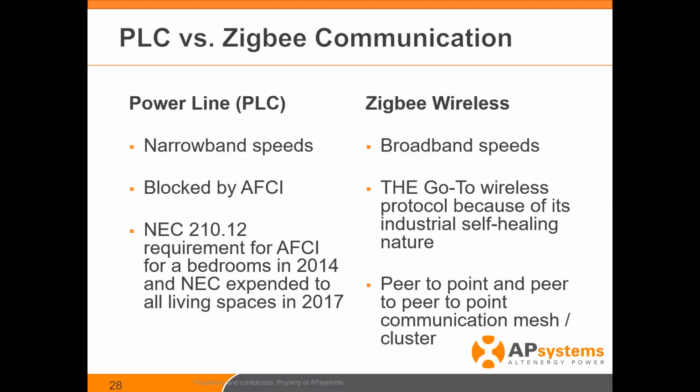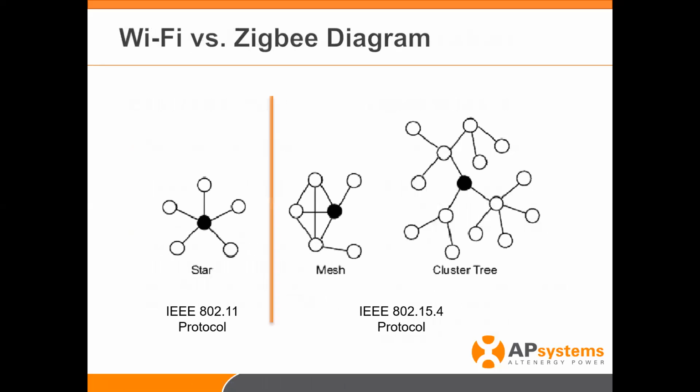The nice thing about this is with your standard Wi-Fi in your home, it's what we call point to peer. The point being the router, peer being your device, your phone, your laptop, your Roku box, whatever you want to call it. With Zigbee, it adds the extra element of a peer-to-peer communication. Meaning, if you look on here to the right, the star, the black dot is the router, and all the little white dots around it are all your devices, your Roku box, your Game Boy, your phone, your computer.